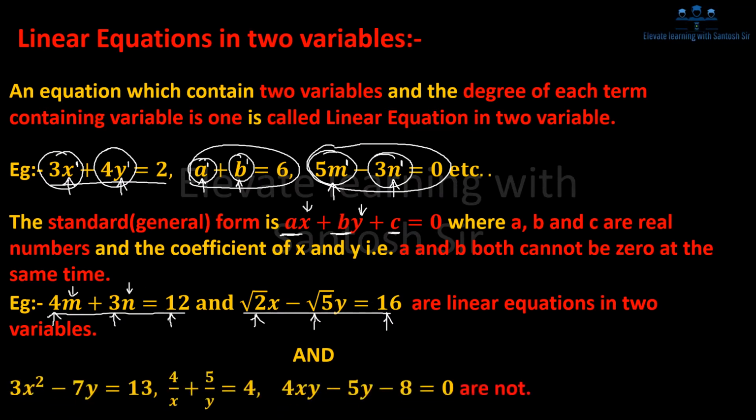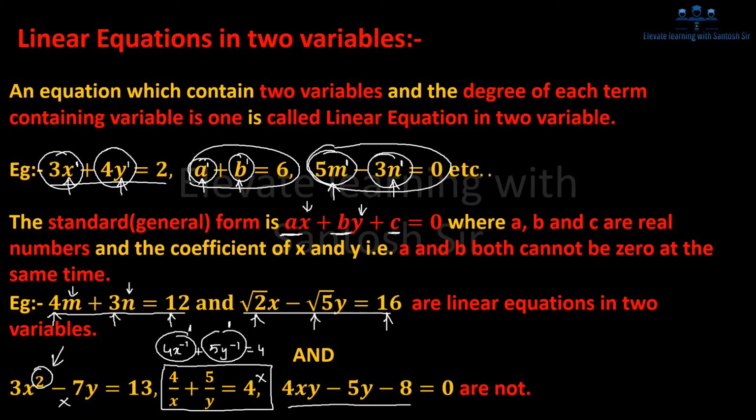For example, if we see the first equation over here, the highest power on the variable is 2. So it is not a linear equation in two variables. In the second example, if I bring x in the numerator, it will become x raised to minus 1 plus 5 raised to minus 1 is equal to 4. But what we have learned, the degree of the term containing variable should be 1. Over here it is minus 1. So this is also not a linear equation in two variables.